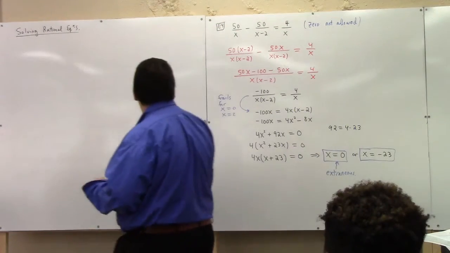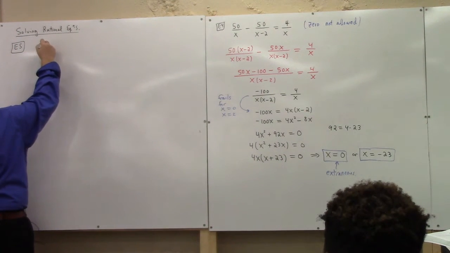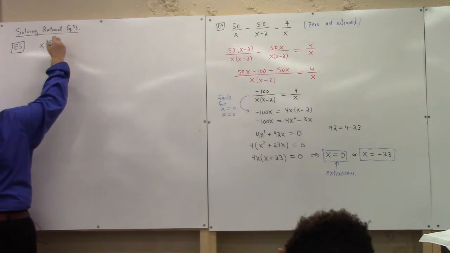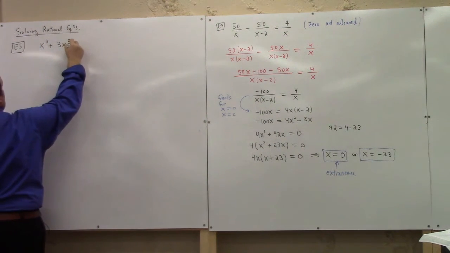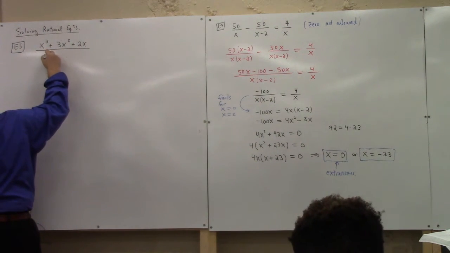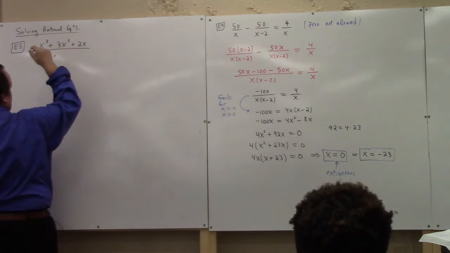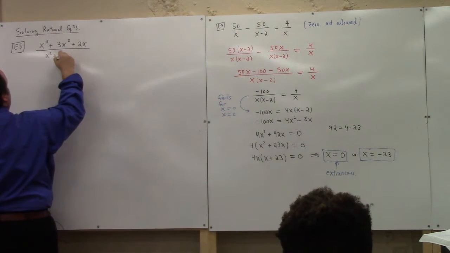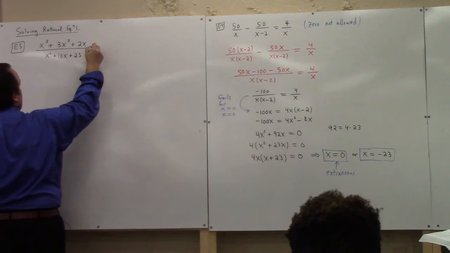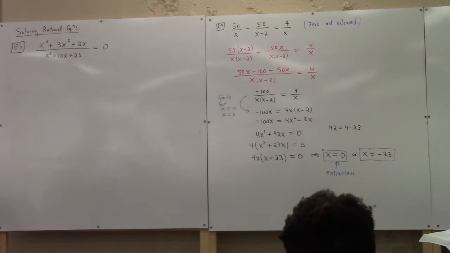So I'm going to do example 5. Here we have x cubed plus 3x squared plus 2x divided by x squared plus, I don't know, 10x plus 25 equal to 0. How should we deal with such a problem? What do you guys think?